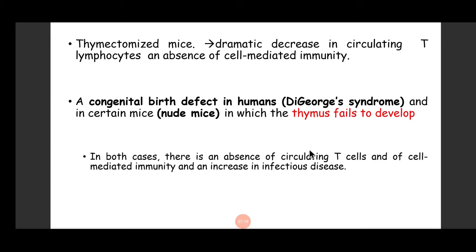If we remove the thymus of a mouse, there is a dramatic decrease in circulating lymphocytes and an absence of cell mediated immunity. Or there is a congenital birth defect in humans called DiGeorge syndrome, in which the thymus fails to develop. In both these cases, there is absence of circulating T cells and cell mediated immunity, and an increase in infectious diseases, particularly viral diseases. So that is the importance of the thymus.